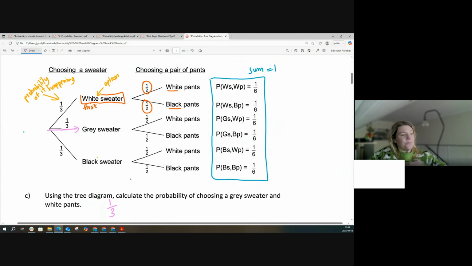Then I'm picking white pants. So my second journey is picking white pants. When we move across a tree, we multiply. So when we move from one branch into the other, we multiply. So we're going to say 1/3 times 1/2, and that is going to give us 1/6. So there is 1/6 of a chance of us picking the gray sweater and the white pants.